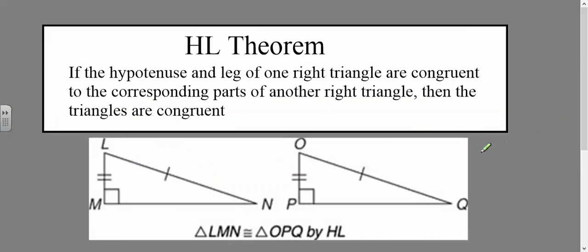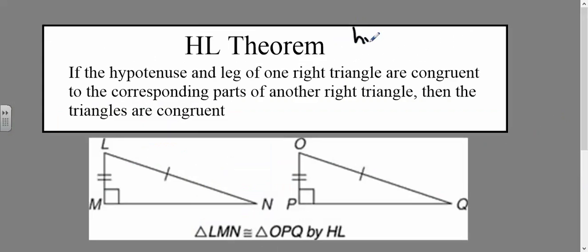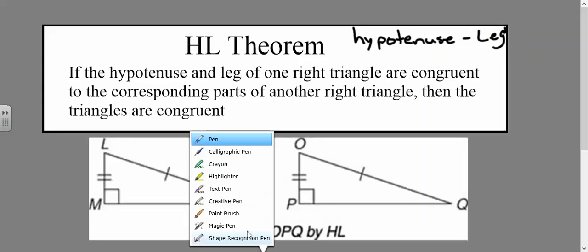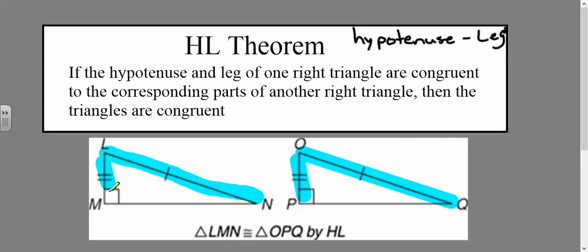Now the last one is a little bit different. It's called the hypotenuse leg. That's what the HL stands for, hypotenuse leg. So it, number one, has to be a 90-degree or a right triangle. And what it says is if the hypotenuse of the triangle, that's the side across from the 90-degree angle, is congruent, and you have one of the legs that's congruent, then the triangles are congruent.